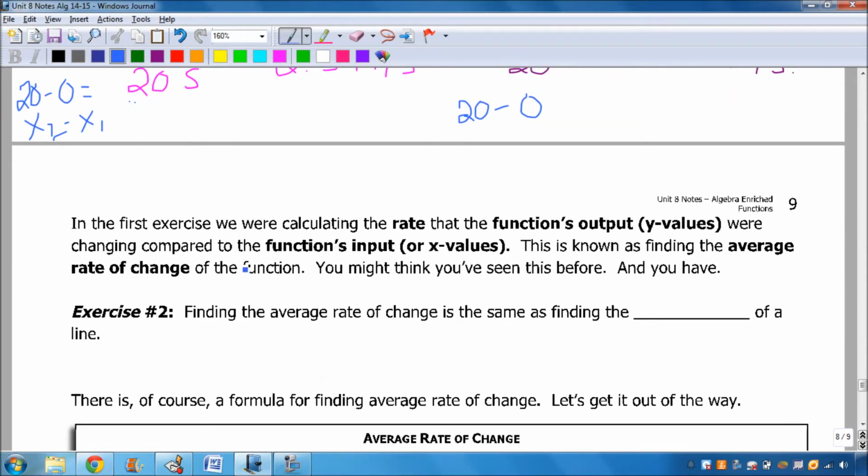So let's take a look at what it says here. In the first exercise, we were calculating the rate that the function's output y values were changing. So the y values were changing, that's the same thing as saying delta y, right? Compared to the function's input or x values. So how much those are changing by. So that's delta x. This is known as finding the average rate of change of the function. You might think you've seen this before, and you have. So exercise number 2. Finding the average rate of change is the same as finding the blank of a line. See if you can fill that in. Come back to me when you're ready to go. All right, hopefully you said it's the same thing as finding the slope of a line.